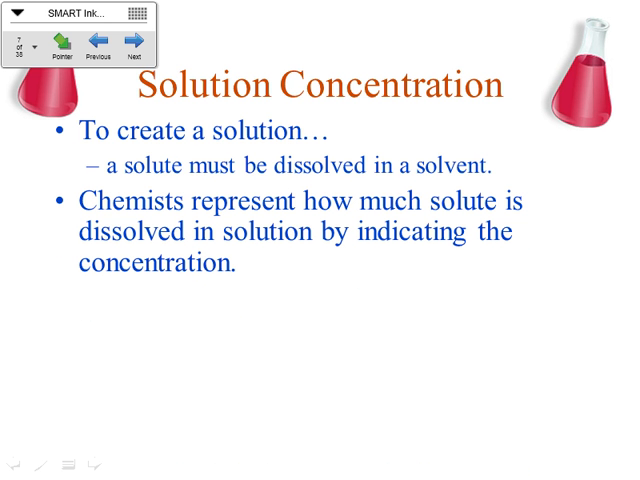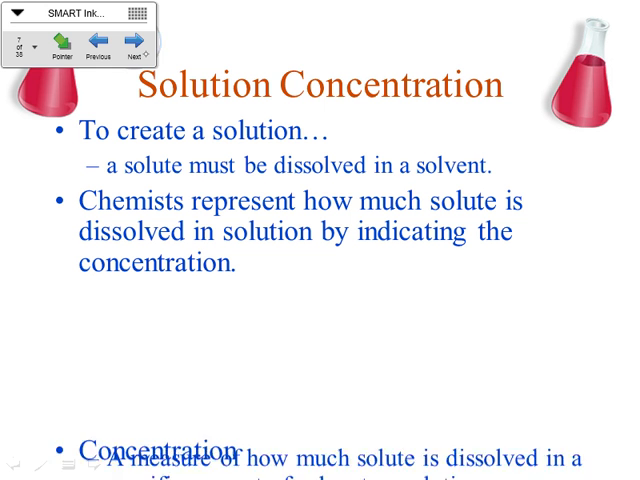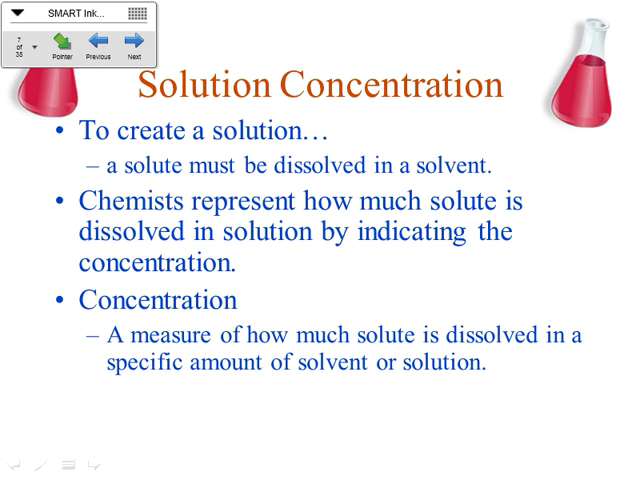Okay, chemists represent how much solute is dissolved in solution by indicating the concentration. So again, we can say, ooh, that's really concentrated, or that's really dilute, but instead of just using those descriptive words, we're going to use numbers. So concentration is a measure of how much solute is dissolved in a specific amount of solvent or solution. There are a lot of different ways to measure concentration.